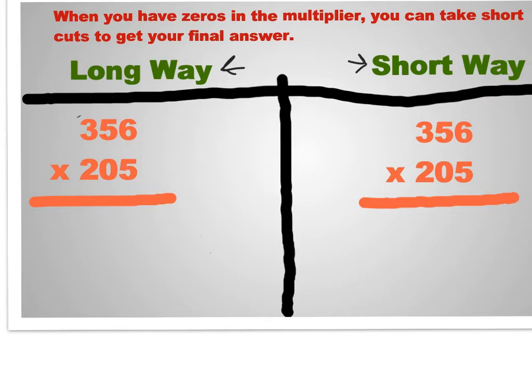short way. All right, so traditionally what we would do is what we talked about today in class. We're going to multiply by the ones, and 5 times 6 is 30, and then 5 times 5 is 25, plus 3 is 28, and then 5 times 3 is 15, plus 2 gives me 17.